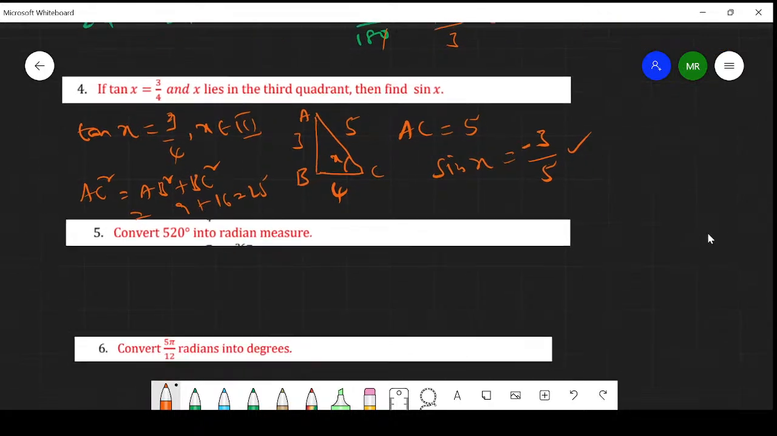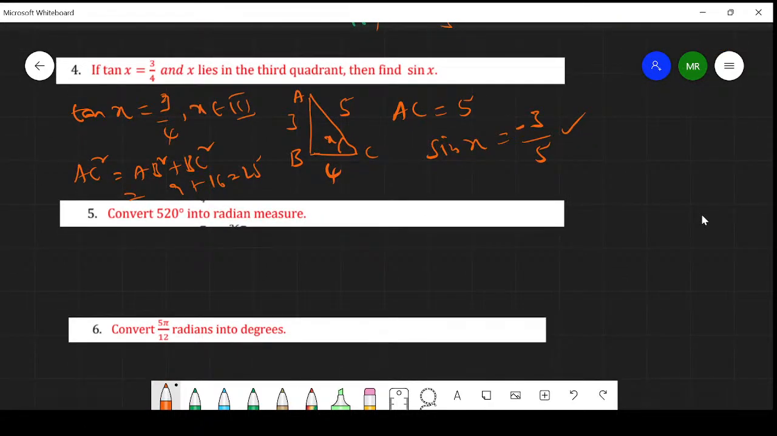Convert 520 degrees into radian measure. When they are asking for radian measure, in terms of pi I should get. We know that 1 degree equals pi by 180 radians. Remember this point. Now I can convert.